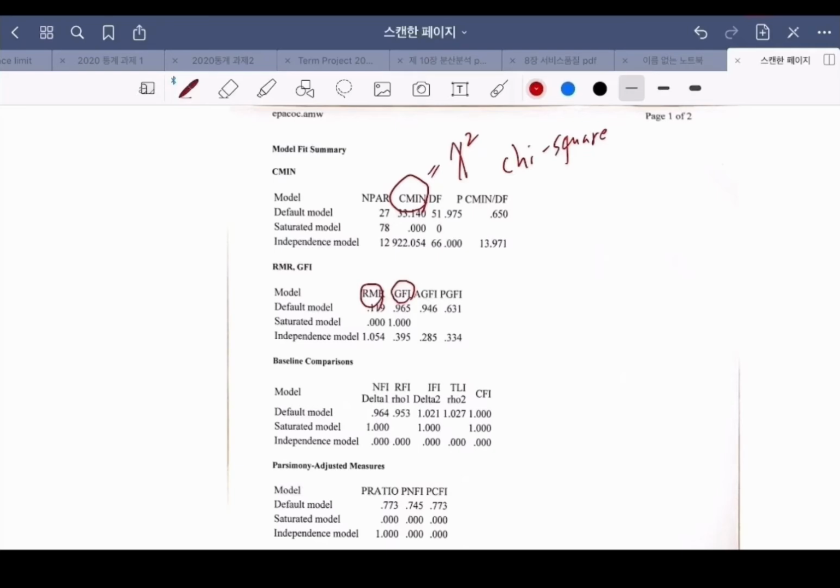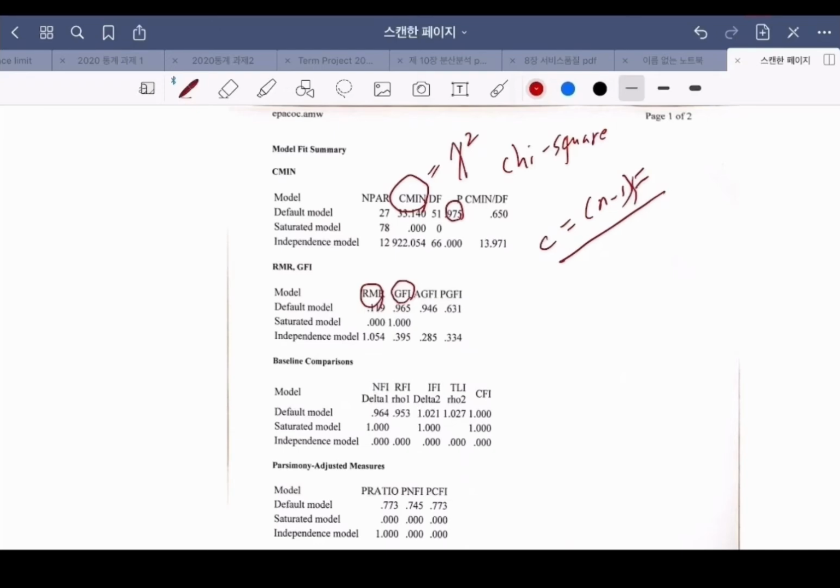C mean stands for the minimum of C. C is a number, right? So C is not the words, it's a value. So anyway, C mean is the chi-square value. In this case, there is a p-value for this.